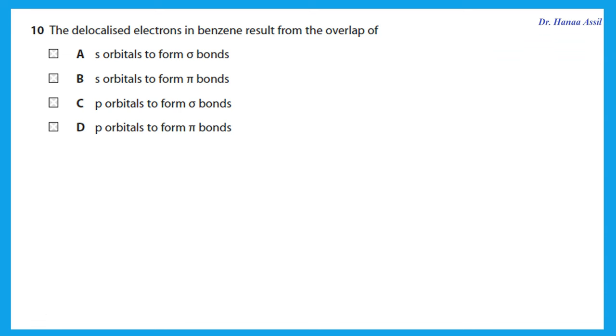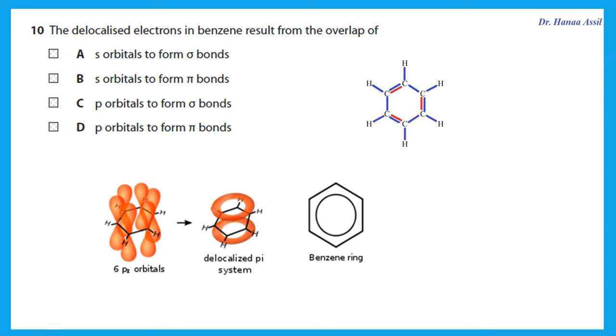The delocalized electrons in benzene result from the overlap of what? Remember, we said the benzene is supposed to have 3 double bonds, but actually these double bonds are due to the p orbitals. There is delocalizing of the electrons, so all of these bonds are equal. Now, these delocalized electrons result from p orbitals, which are delocalized or spread around all the 6 carbons to form pi.